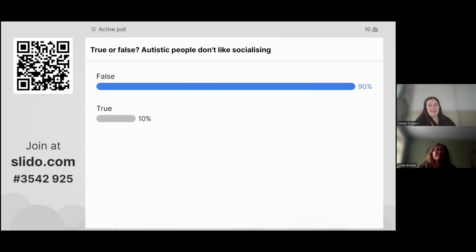So absolutely, autistic people might socialize differently to neurotypical people. And also, many autistic people might find social situations anxiety provoking, but that doesn't mean that all autistic people don't like socializing. And actually, in fact, what we know is that lots of autistic people really want friendships and to be involved in social situations and are actually very loyal and caring friends to other people.